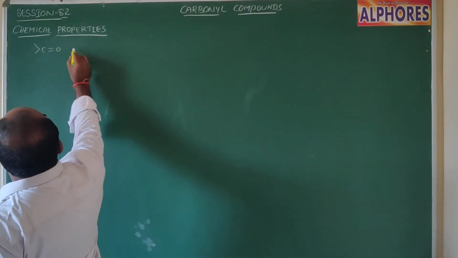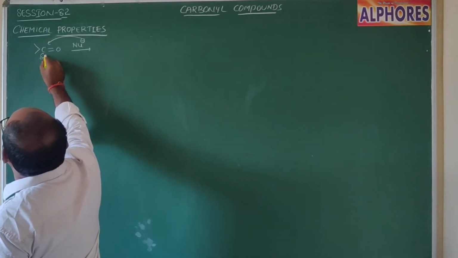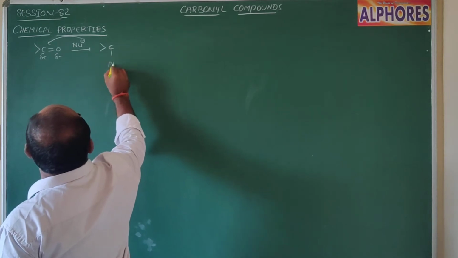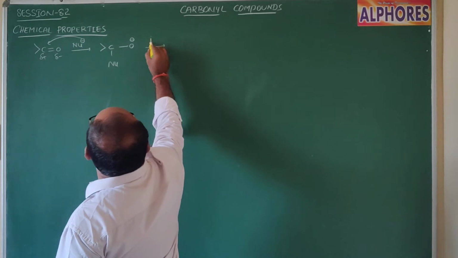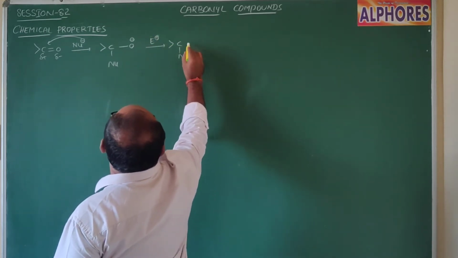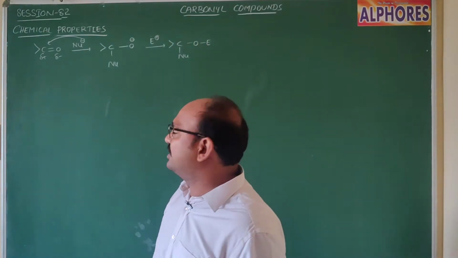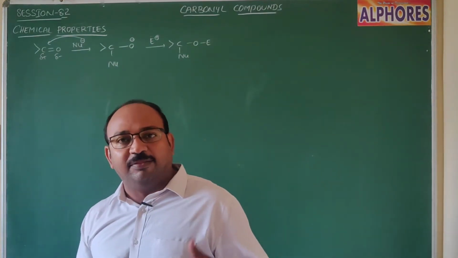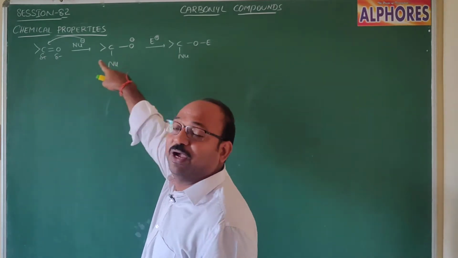Case 1. First, a nucleophile approaches the carbonyl carbon. Here the carbon bears a positive charge and oxygen bears a negative charge. In such a case, we get a carbon-nucleophile bond and O minus. In the next step, the electrophile E plus attaches to the oxygen, and we get O-E. So this generally happens: the nucleophile first approaches the carbonyl carbon, and after it attaches, the electrophile attacks.